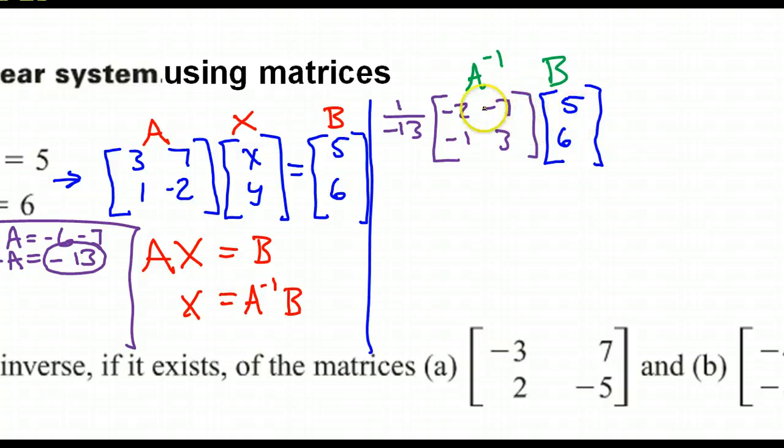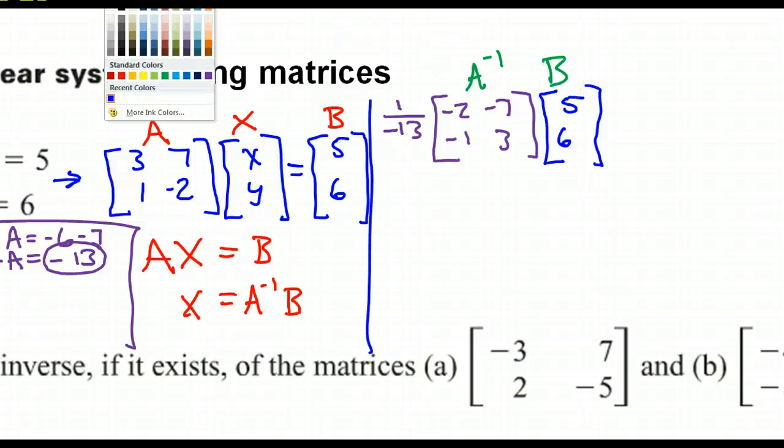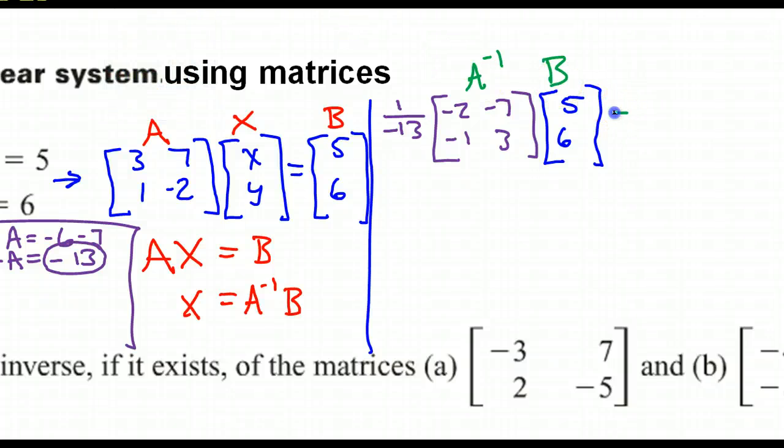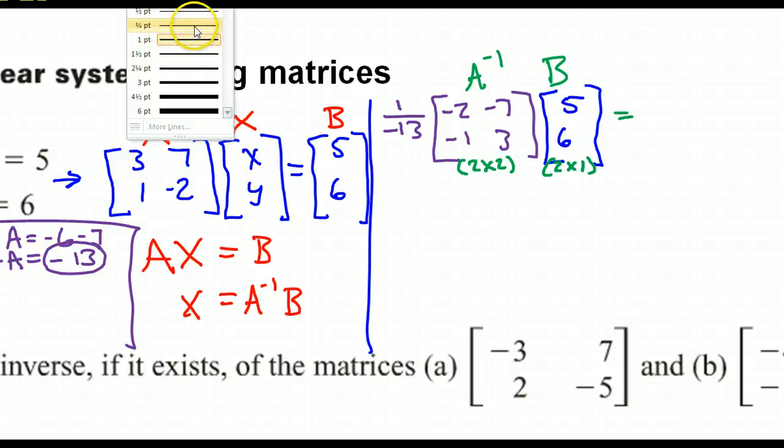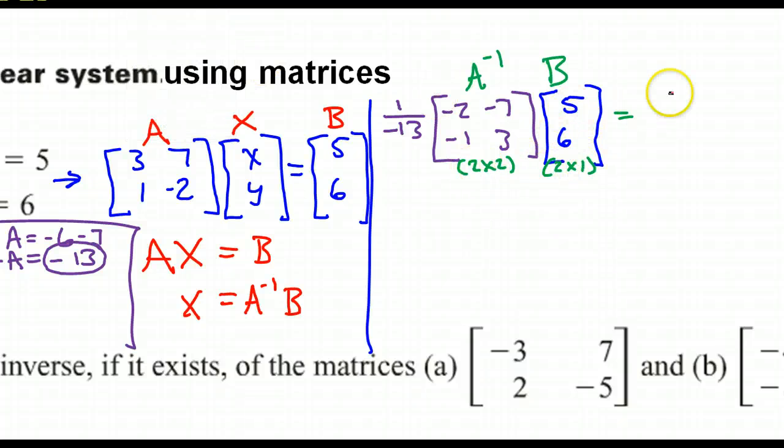It's simpler if I just do the purple matrix times the blue matrix, and then divide everything by -13 at the end. So that's what I'm going to do. Check this out, people. This is a 2 by 2 matrix. This is a 2 by 1 matrix. So that means my final answer is going to have the shape 2 by 1.